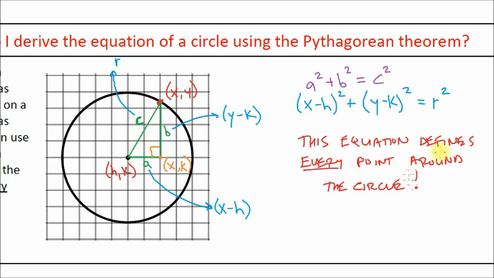And that is how we actually get the standard form of a circle using the Pythagorean theorem.